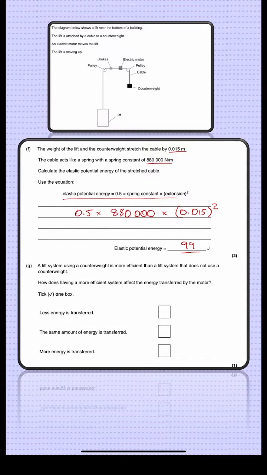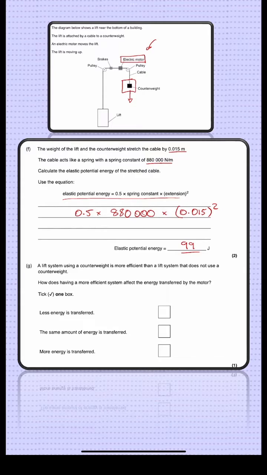Next question. A lift system using a counterweight is more efficient than a lift system that does not use a counterweight. How does it having a more efficient system affect the energy transferred by the motor? So look at what we've got here. We've got a motor that's pulling the lift up. Imagine it's quite a heavy lift, so the motor needs to do quite a lot of work. But the counterweight is helping the motor do work because it's pulling itself down.